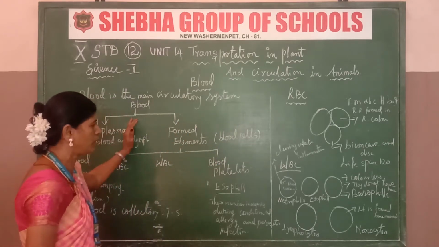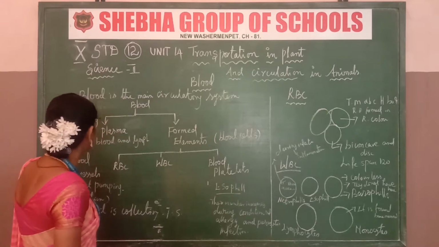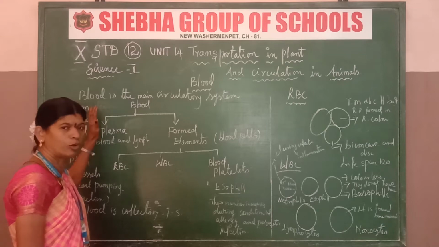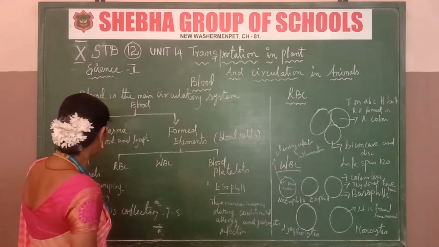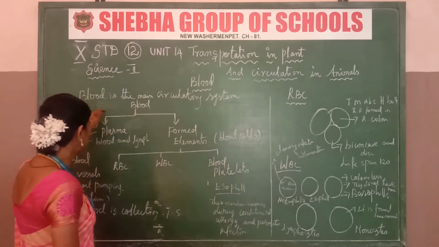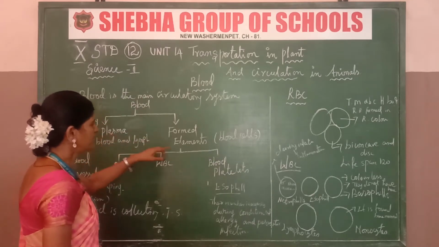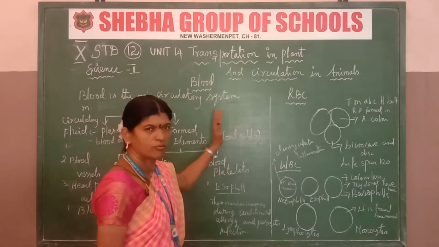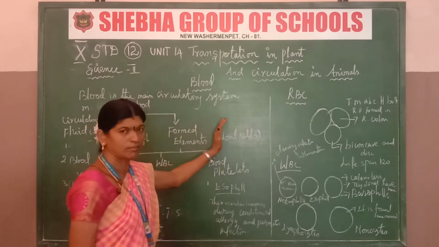What is plasma? Plasma is the circulatory fluid. Plasma means fluid, the liquid portion: blood fluid and lymph. These are all plasma. Next, the formed elements, which are called the blood cells.